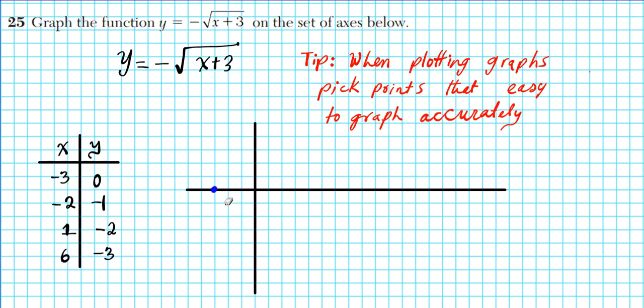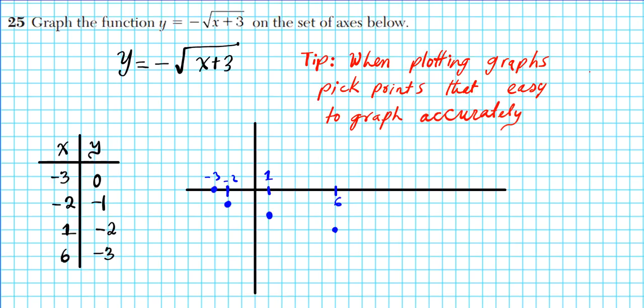Okay, negative 2 goes to negative 1. 1 goes to negative 2. And then we have 6. 1, 2, 3, 4, 5, 6. 6 goes to negative 3 right there. Alright, so this is negative 6. Oh, sorry, that's positive 6 actually. This is 6. This is 1. This is negative 2. And this right here is negative 3.